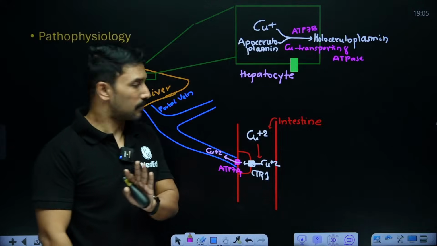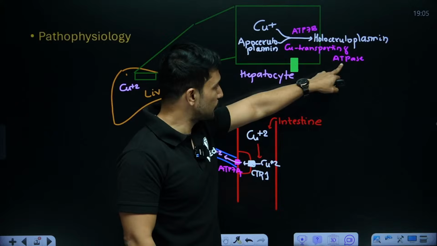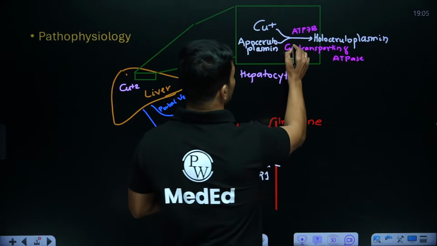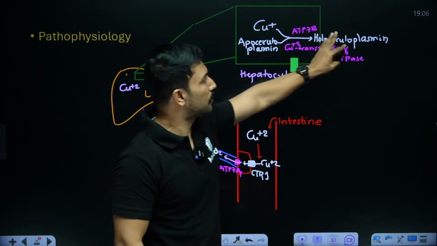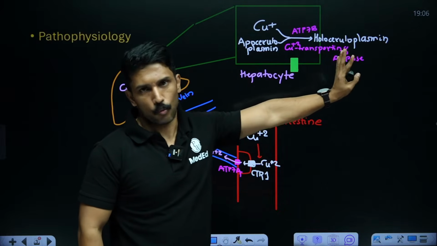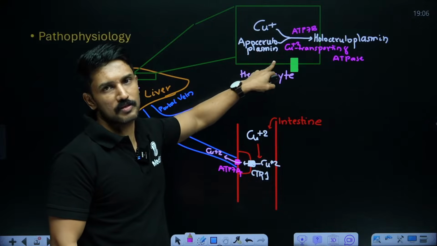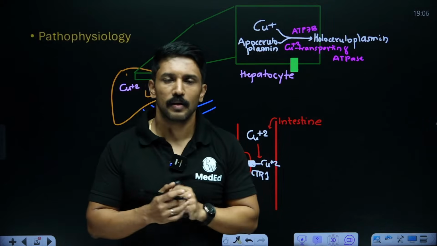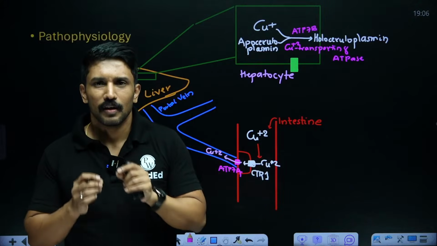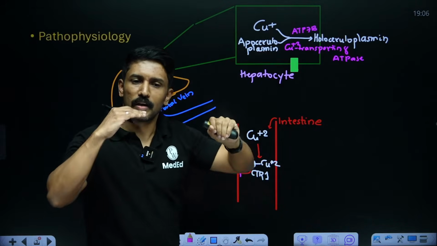So tell me first thing, if I have a mutation in this ATP7B, I can't make this copper transporting ATPase. And if I can't make this copper transporting ATPase, will I be able to convert apoceruloplasmin to holoceruloplasmin? No, right? Because I can't pack this copper into the ceruloplasmin. In that case, what will happen to this apoceruloplasmin? Basically, the body has a mechanism. Any apoceruloplasmin molecule which doesn't get bound by copper will be broken down.